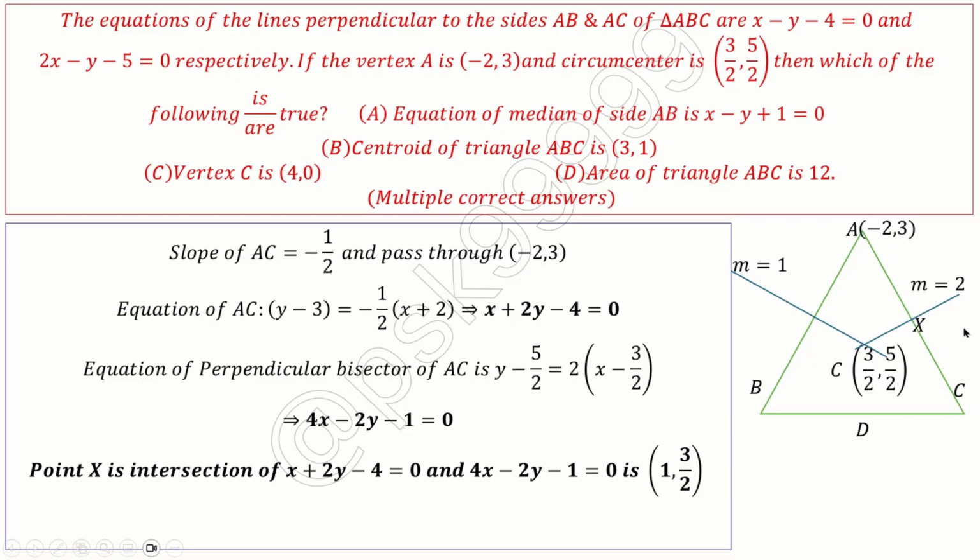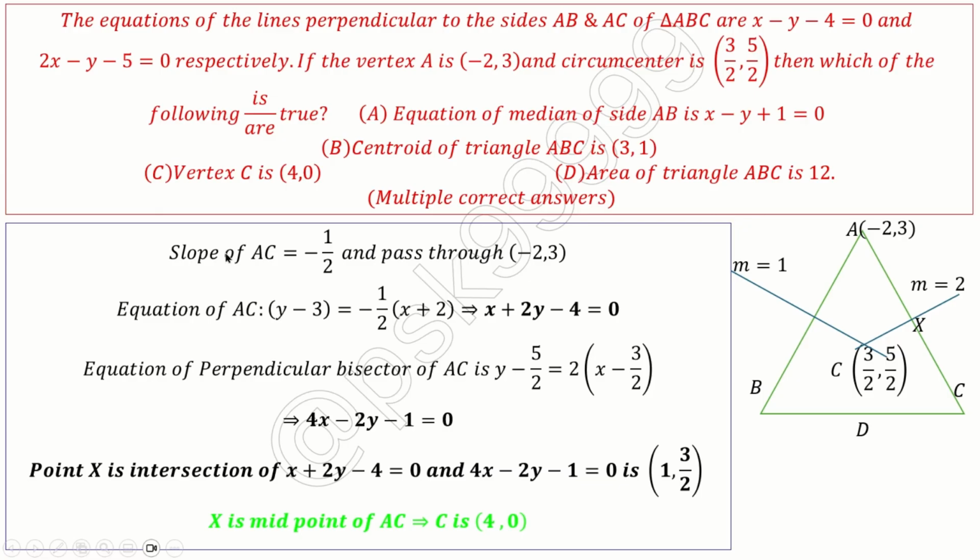Now I know that X is the midpoint of A and C, because it's a perpendicular bisector, right? X is the midpoint. I have A, I have X, so I can get C. So C is nothing but 4 comma 0. So this is the answer, option C, which is given in the list of options, right? So this is definitely a correct answer.